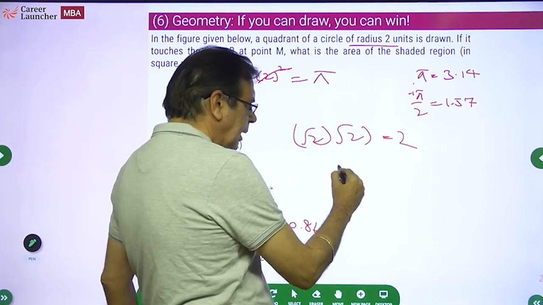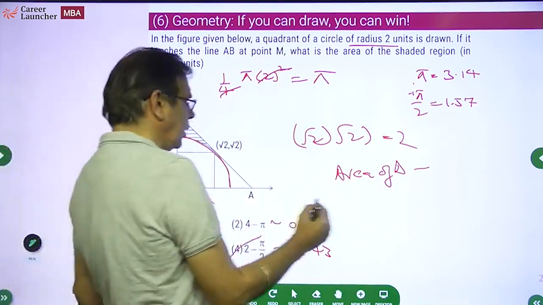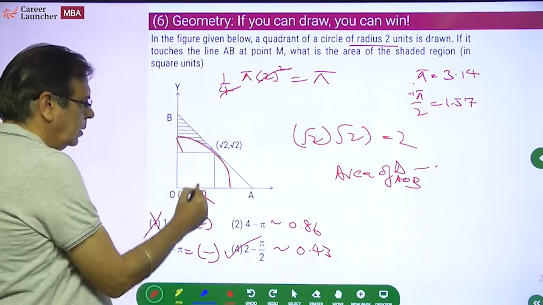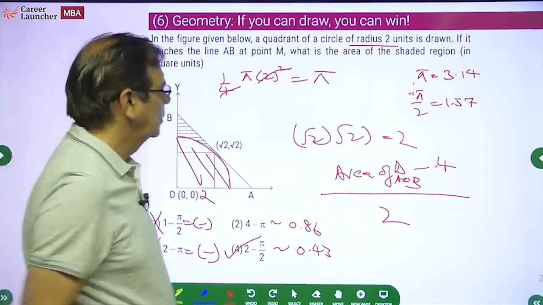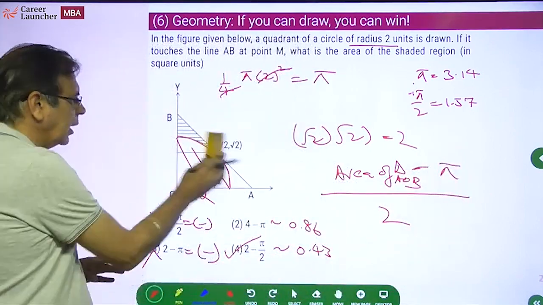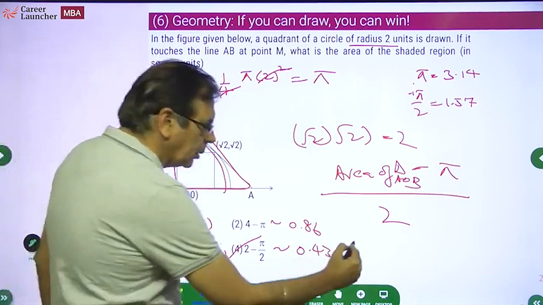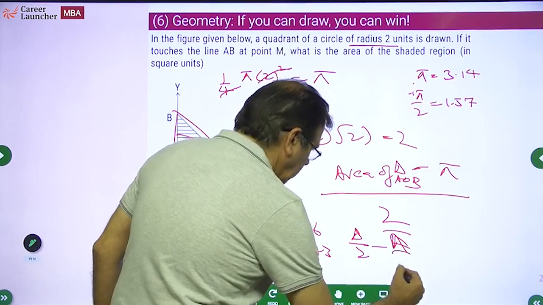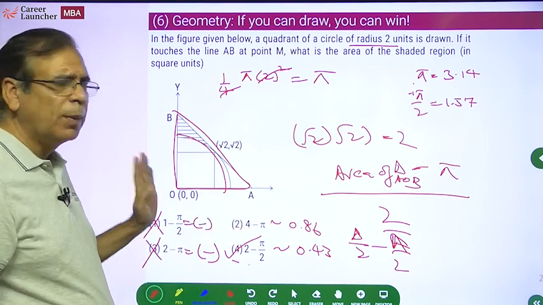The answer will be area of triangle AOB minus area of this quadrant, which is 4 divided by 2, isn't it? Not 4, this was pi, I'm sorry. Minus pi divided by 2, isn't it? So the answer is going to be area of this minus area of this, divided by 2. So which will be area of triangle by 2 minus pi by 2. Which choice has pi by 2? Choice 4. So it is telling me this is the answer. Why will I waste my time on 4 minus pi? Okay.